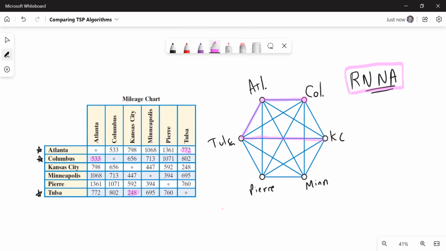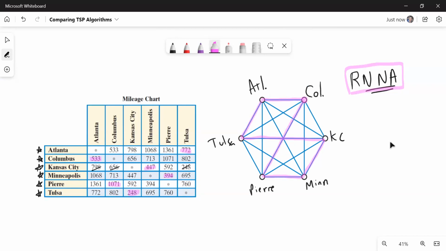All right. Now that I'm at Kansas City, I am on the third line. Again, I can't go to Atlanta, Columbus, or Tulsa. So that leaves me with the cheapest being Minneapolis at 447. So connecting there. And then I have no choice but to go from Minneapolis to the last city of Pierre. So I have to choose that, which would be, let's see, 394 right there. Now that I've traveled to all 6 cities, remember it is a circuit, so I will go back home. I'm going to look at the Pierre line. I have to go back to my beginning city of Columbus, 1071. So my circuit is closed and looks like that.